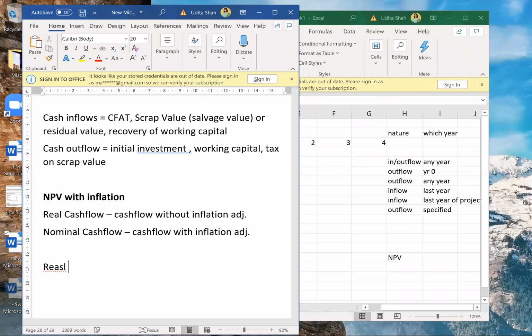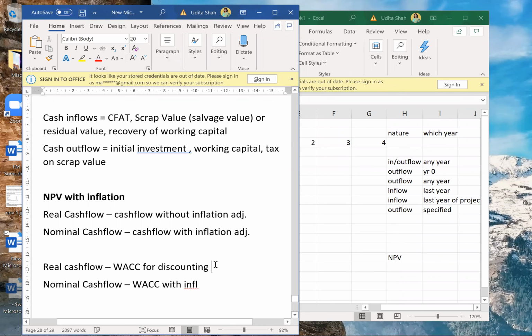Now, for real cash flow, what are we going to use? We are using WACC for discounting. But for nominal cash flow, we'll have to use WACC also with inflation. For real cash flow, we used WACC for discounting, but that WACC was without inflation. Because real cash flow was without inflation, WACC also is without inflation. But nominal cash flow is with inflation, so we'll need WACC also with inflation.